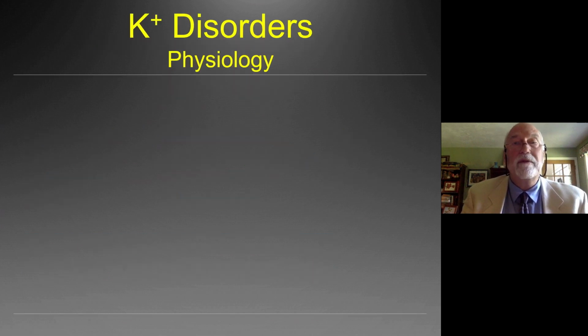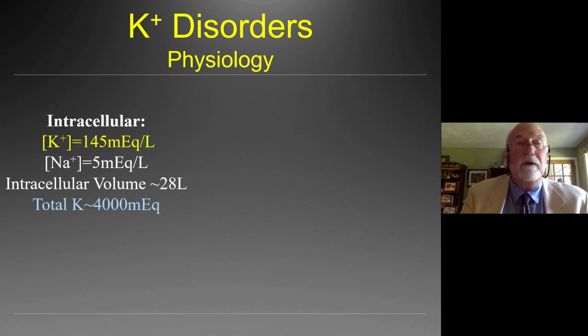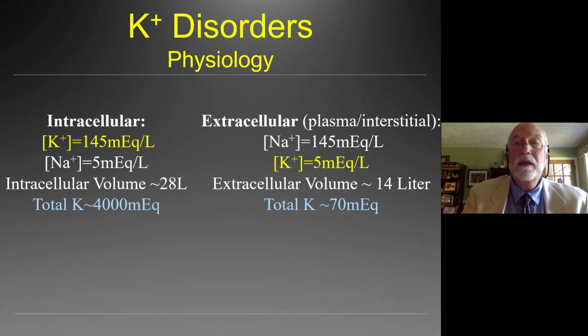All right, so let's move on and take the last 10 or so minutes to talk about potassium disorders. I just want to remind folks that, again, most potassium is intracellular. It's essentially the opposite of our extracellular sodium concentration, and the total potassium in the body is quite high at 4,000 milliequivalents. Whereas in the extracellular space, what we measure in the plasma, if you take an average-sized person with 14 liters of extracellular volume, at any one time there's really only 70 milliequivalents of potassium in that extracellular space, with most of it being in cells.